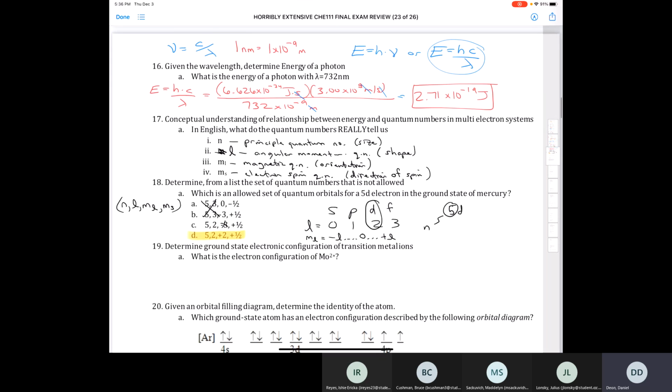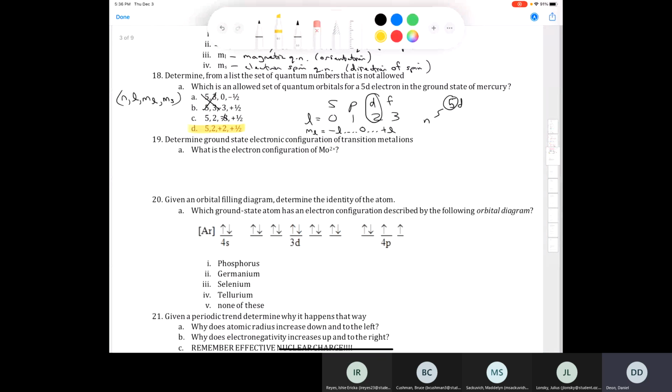Number 19. Determine the ground state electron configuration of transition metals. What's the electron configuration of molybdenum with a 2+ charge? First, we can find molybdenum on the periodic table. It's element number 42. I don't know if that'll help you out. But anyhow, let's just do the shorthand. The noble gas that precedes molybdenum is krypton. So what comes after krypton? If you look after krypton, then you have rubidium and strontium. So those are in the 5s orbital. So that's 5s2.